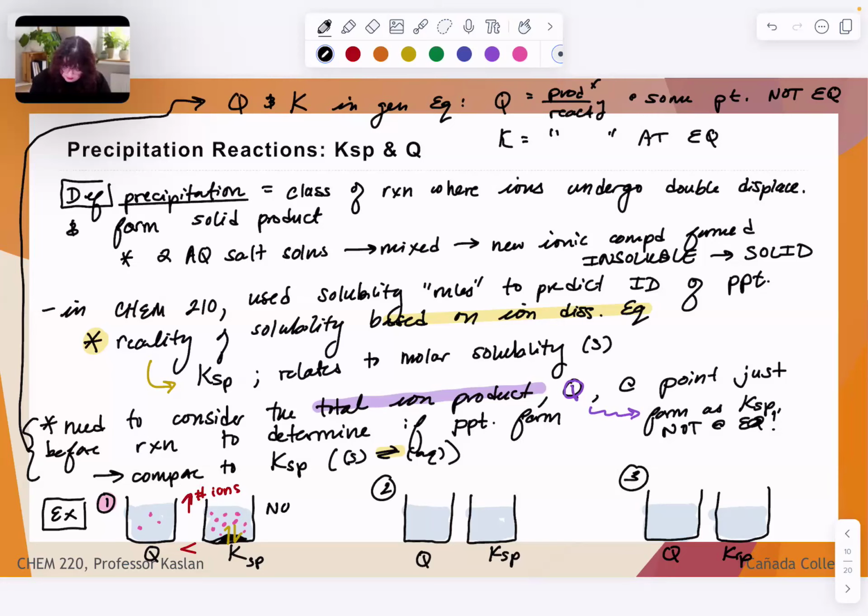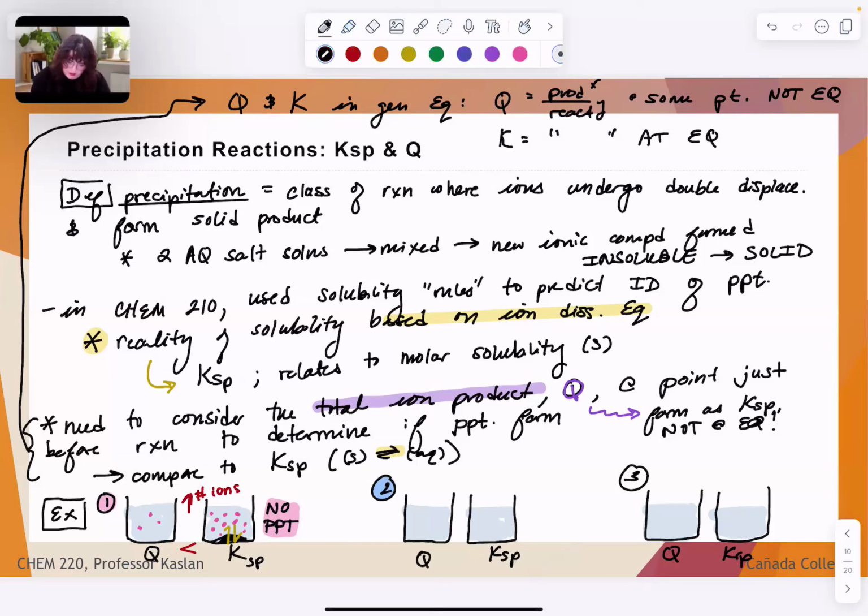So I would not expect to see a precipitate formed purely because I am still not at the point where I expect to see any kind of solid forming in my solution. I haven't crammed my solution with enough ions yet to reach this point of saturation. So that's scenario one. Let's look at scenario two.